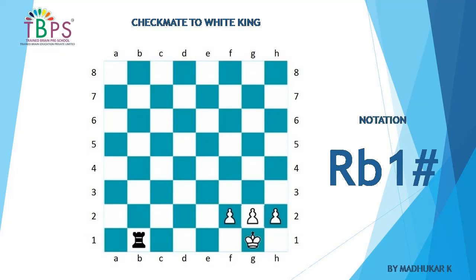So this move of the rook is called checkmate. Now the king can't move, so the game gets over. Here black wins and white loses the game. For checkmate, we have to add the # symbol to the notation. So the notation for this rook's move is Rb1#.